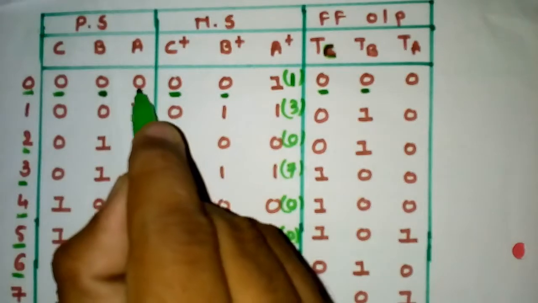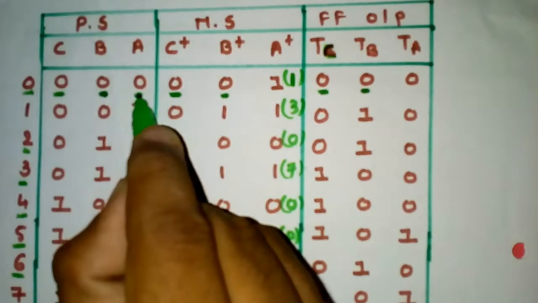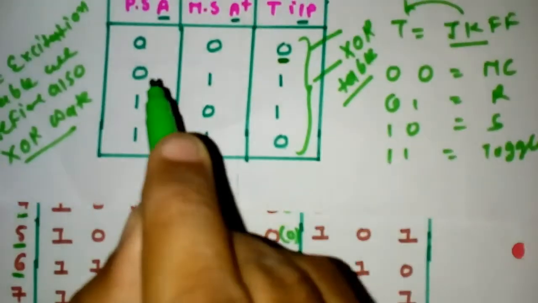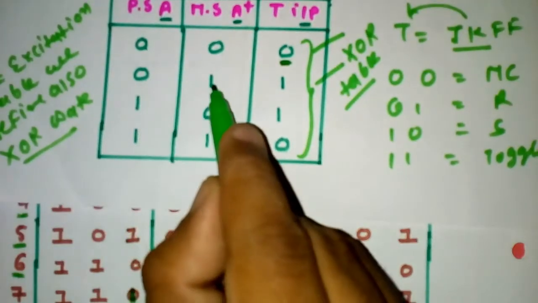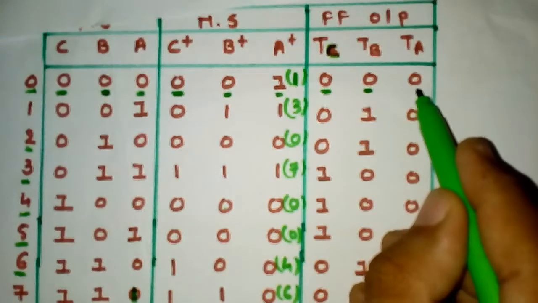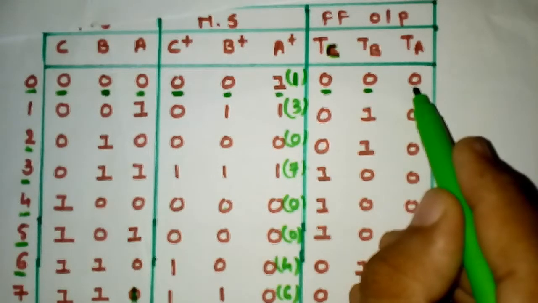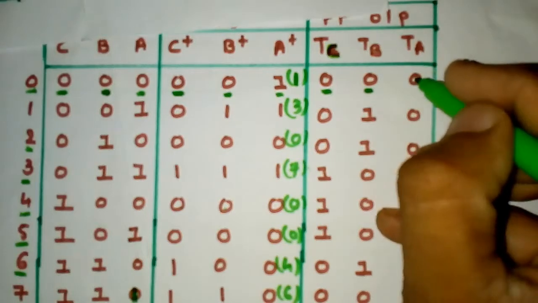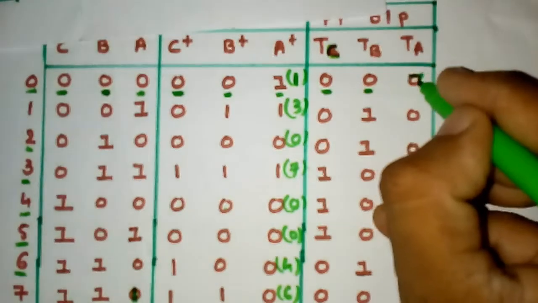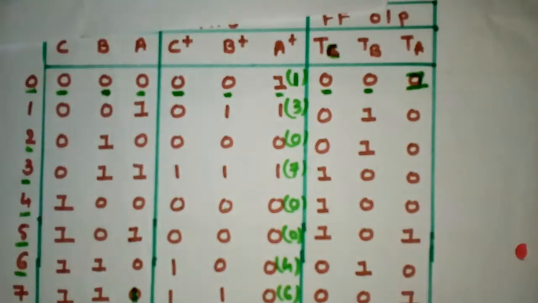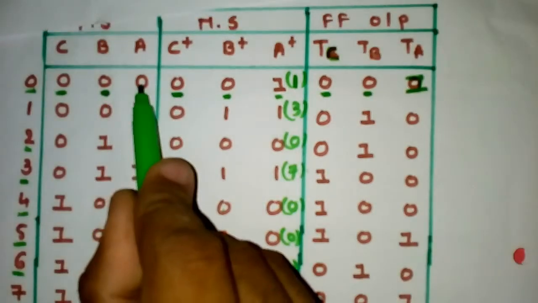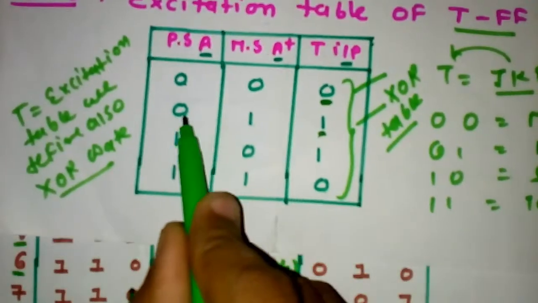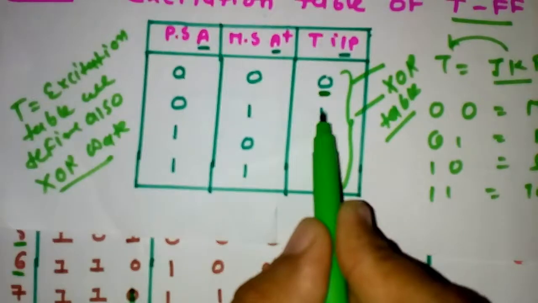In A, present state is 0, next state is 1. So what is the output of the T flip-flop? Here the output is 1, because present state is 0 and next state is 1. So the output is 1.